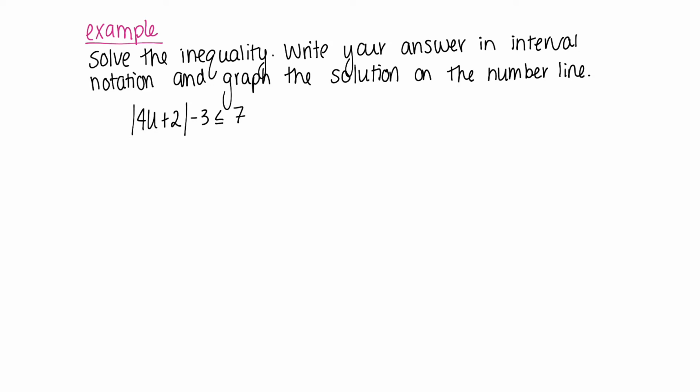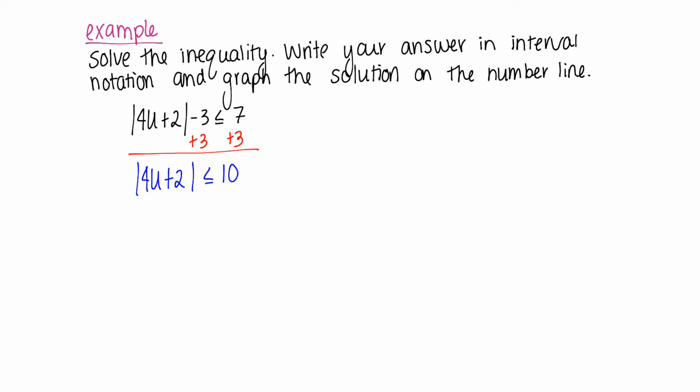So let's look at another one. All right, same idea. We want to get rid of this minus 3 first to get the absolute value by itself. So I'm going to be adding 3 to both sides. We have the absolute value of 4u plus 2 is less than or equal to 10. This is a positive number, so we're good. The absolute value is all by itself. There's nothing else around it.